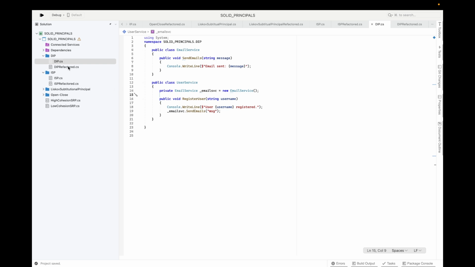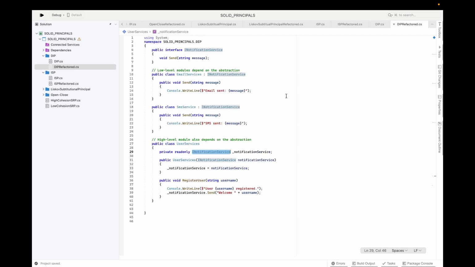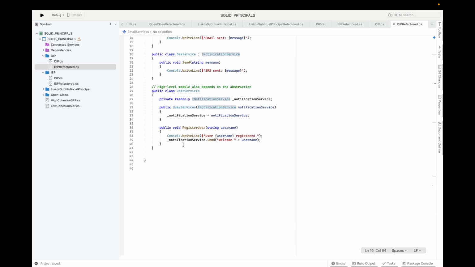So let's see the refactored form of this code. I have created one interface here, which is INotificationService, and my low level modules, email service as well as SMS service, are depending upon this abstraction, INotificationService. My high level module, which is my user service, is also depending upon this abstraction. So I'm injecting the dependencies on the basis of this interface in my user service class.